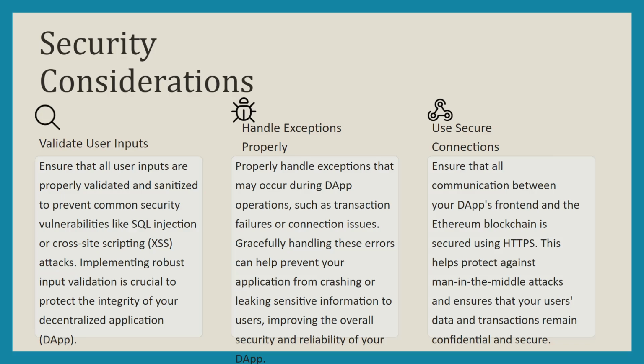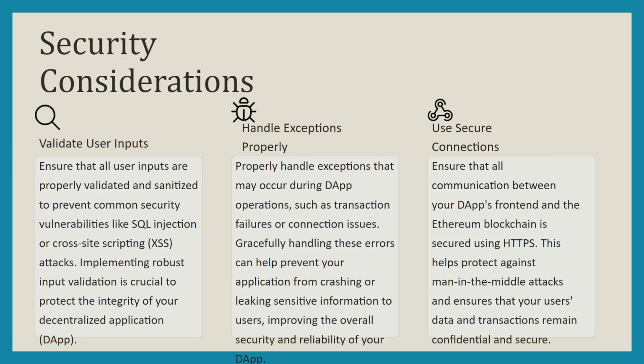Next, we should try to handle exceptions properly. Properly handle exceptions that may occur during dApp operations, such as transaction failures or connection issues. Gracefully handling these errors can help prevent your application from crashing or leaking sensitive information to users, improving the overall security and reliability of your app.